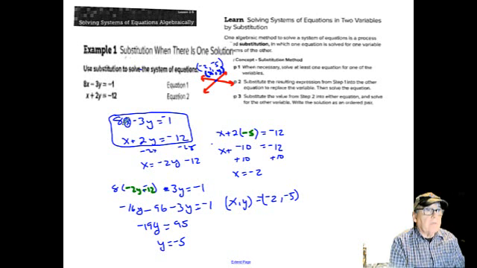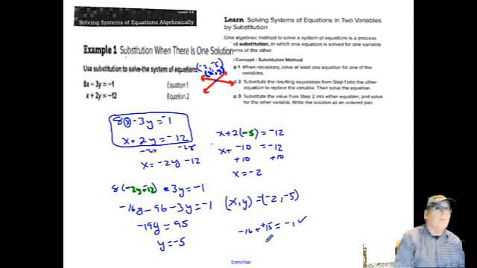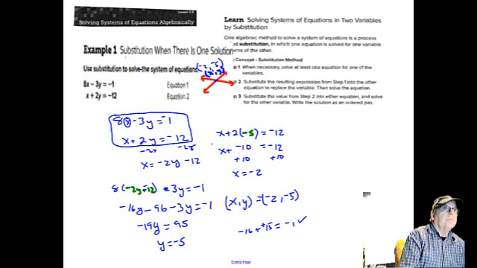So if x is a negative 2, I have 8 times a negative 2, that's going to be a negative 16, minus 3 times y, where y is a negative 5, which makes a negative 15. And take away a negative is the same as a positive, and I do end up with a negative 1, so it checks out. Okay, let's look at the next page.